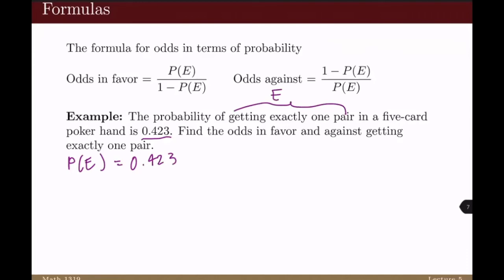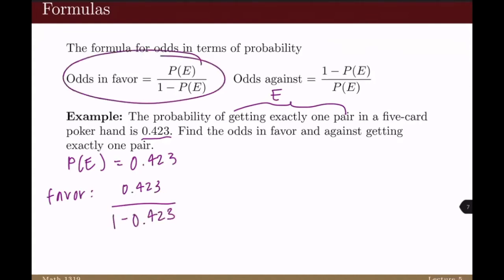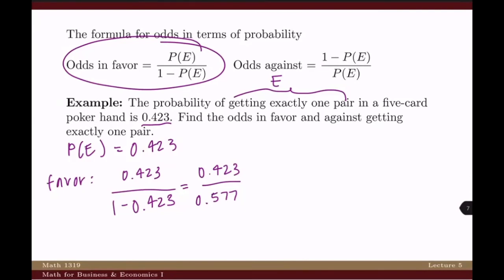And we're given the probability of that as well. So that means the odds in favor are going to be 0.423 divided by 1 minus 0.423, using this formula right up here. This is equal to 0.423 divided by 0.577. We want these to be whole numbers though, so let's multiply by 100 over 100 to get 423 over 577, or as a ratio, 423 to 577.